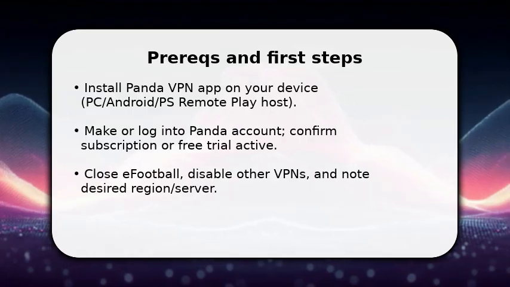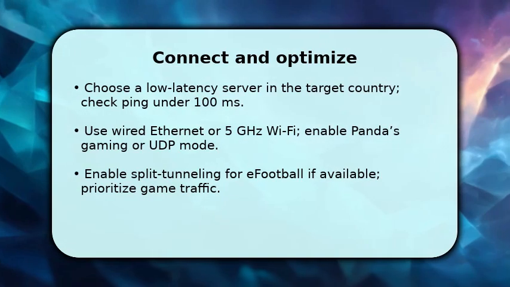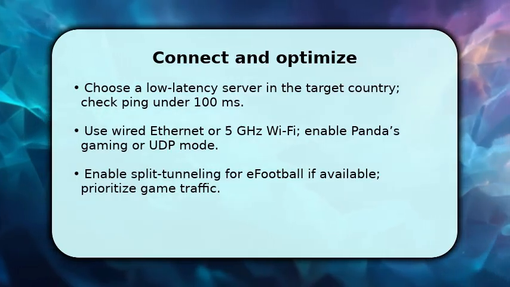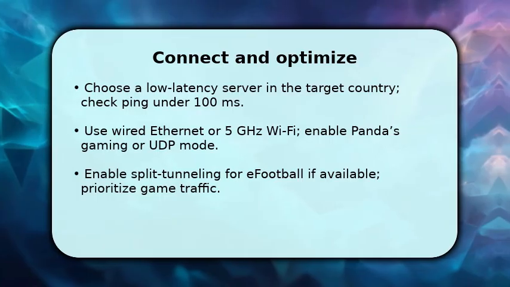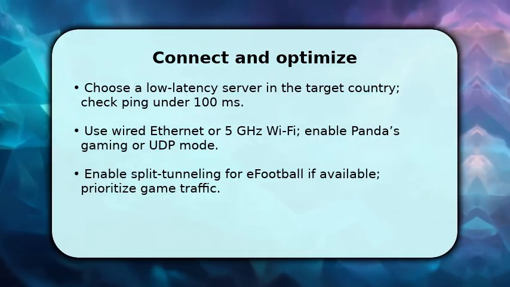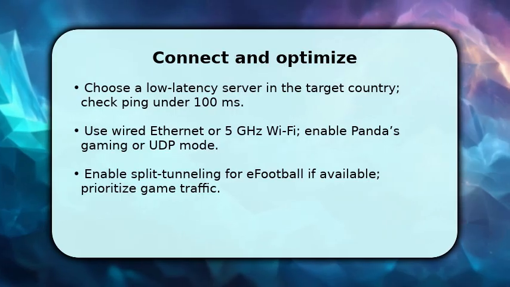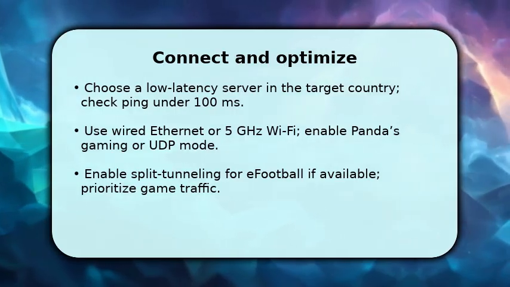Select a Panda VPN server with low ping to minimize lag and test a few adjacent servers if necessary. Once connected, switch to wired Ethernet or a 5 GHz Wi-Fi band to stabilize throughput. Enable Panda's gaming or UDP acceleration mode for faster packet delivery.